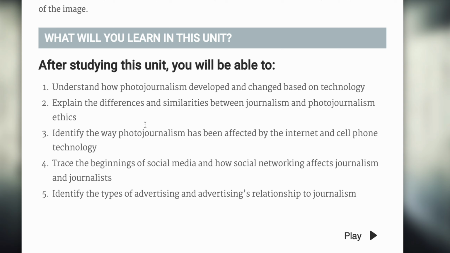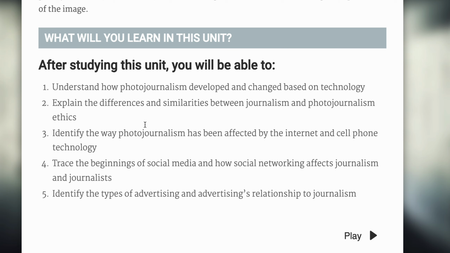Number one, you need to understand how photojournalism developed and changed based on technology. And number two, you need to explain the differences and similarities between journalism and photojournalism's ethics. You need to identify the way photojournalism has been affected by the internet, cell phone, and technology, and this is related to number one, so it's important.